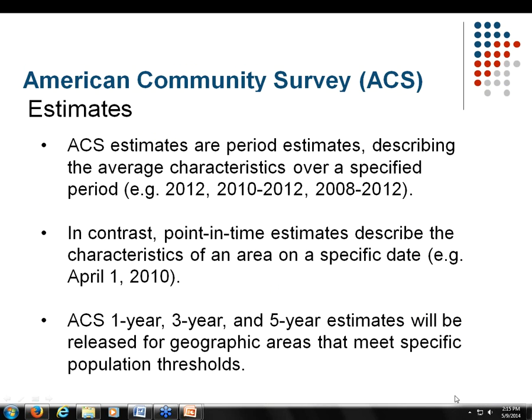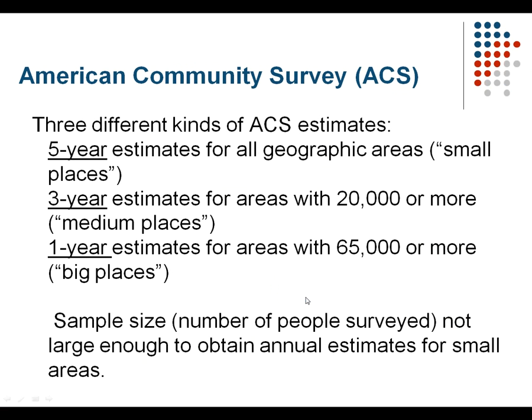We're going to talk about 3-year estimates and 5-year estimates, and why we might look at those kinds of estimates. They describe the average characteristics over a 3-year period or a 5-year period. That's something to keep in mind, because that's different than the census, which describes the characteristics of an area at a very particular point in time. So I want to say a little bit more about these period estimates. There are 1-year, 3-year, and 5-year estimates. You have to use the right kind of estimates for your place.